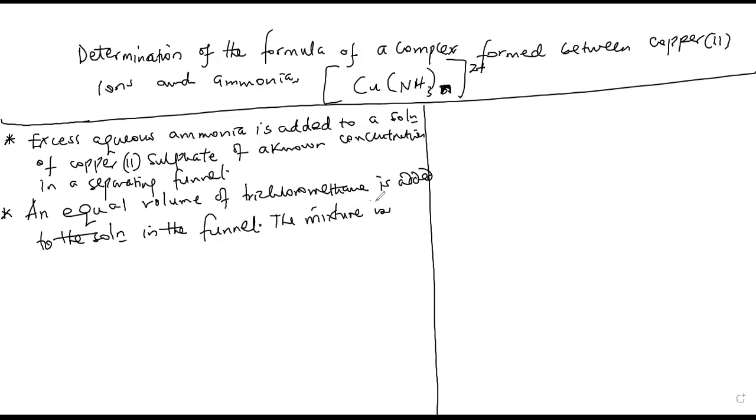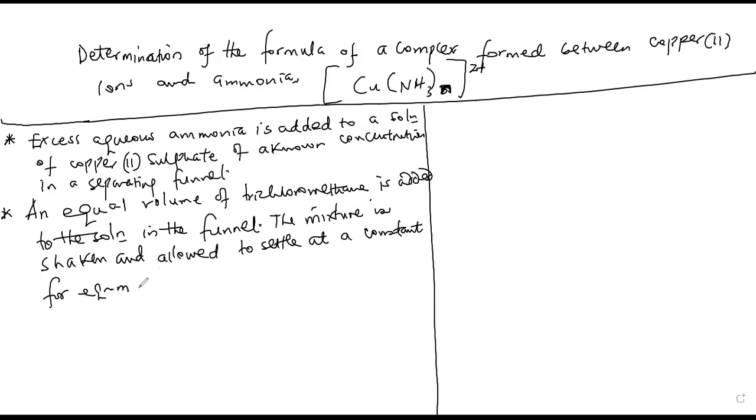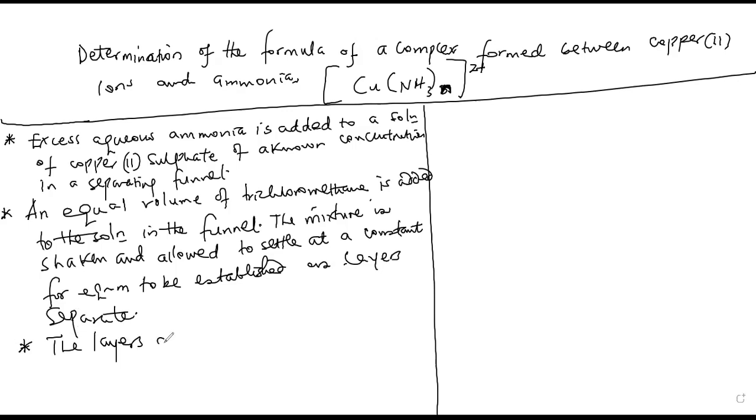You shake the mixture, and it is allowed to settle at a constant temperature for equilibrium to be established. This causes the layers to separate. Now, after these layers have separated, they are removed from the funnel.